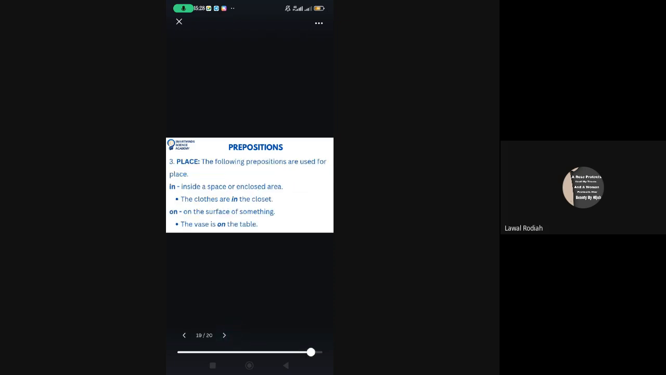Now, the next one we'll be talking about is the prepositions we use for place: in, on, and at. Remember, we have in, on, and at for time also, so please don't mix them up, they are different. When you talk about in, you're talking about inside a space or enclosed area. She is in the room. The clothes are in the closet.